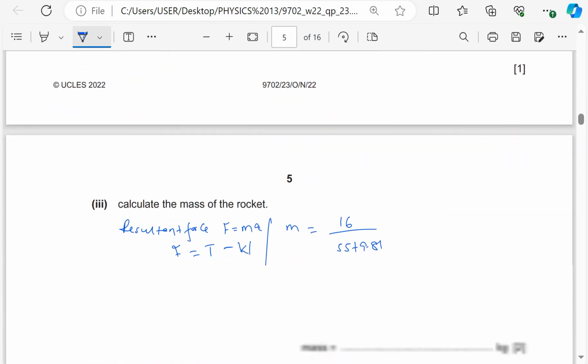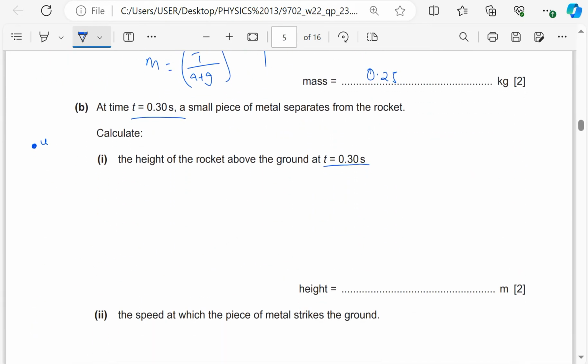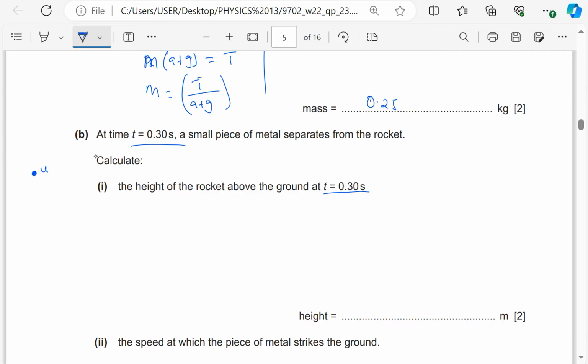So it was initially moving upwards. Calculate the height of the rocket above the ground at t equals 0.3 seconds. They said a small piece of metal separates from the rocket, so its initial speed is going to be 16.5 meters per second. It may go vertically upwards, but we want to calculate the height of the rocket.